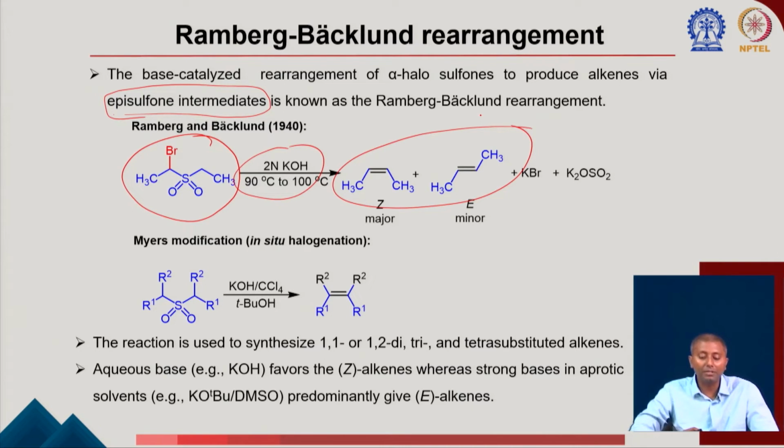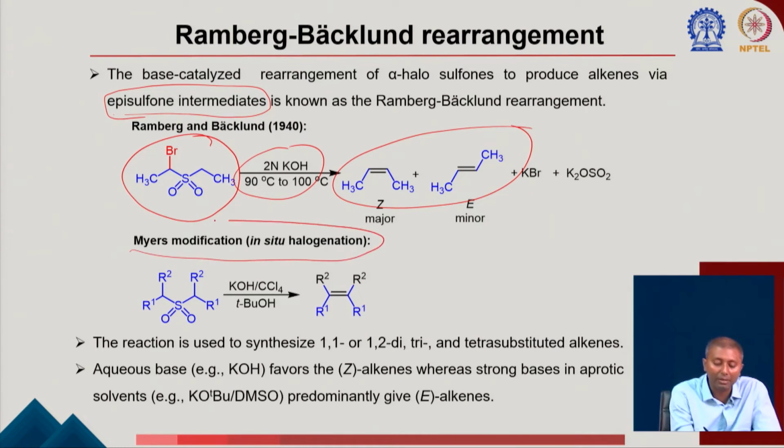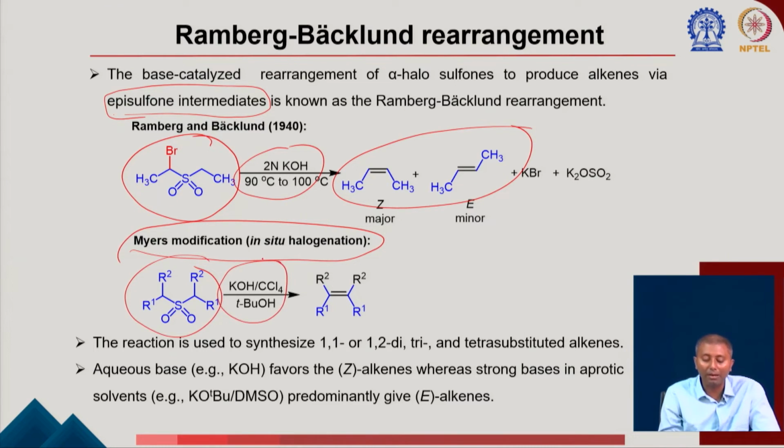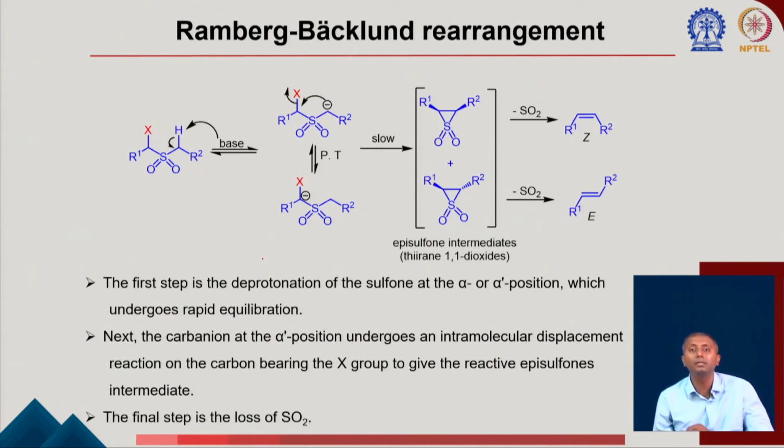But after the original discovery, the Meyers group has a modified condition where they found that you can start with this sulfone. You don't have to take this brominated at the beginning. Treat with KOH and CCl4. So that will allow generating the corresponding starting material, which is going to participate in the Ramberg-Bäcklund rearrangement. Okay, so we are going to talk about some of this E versus Z selectivity.